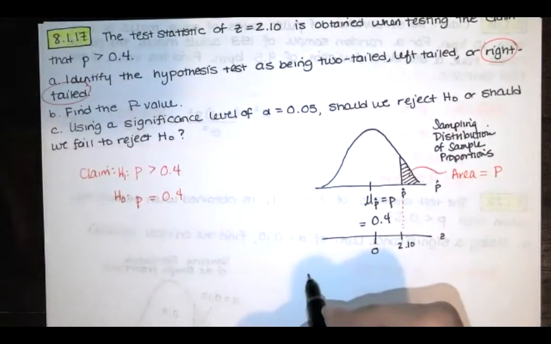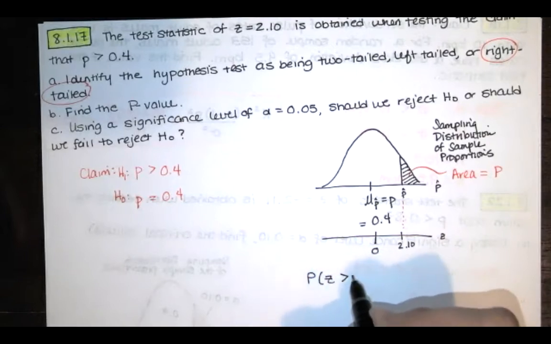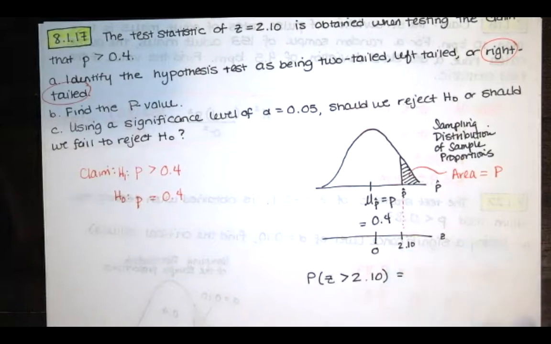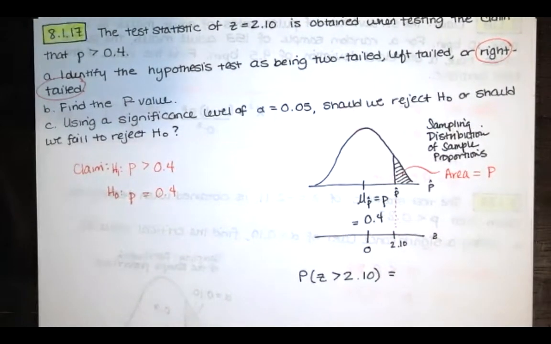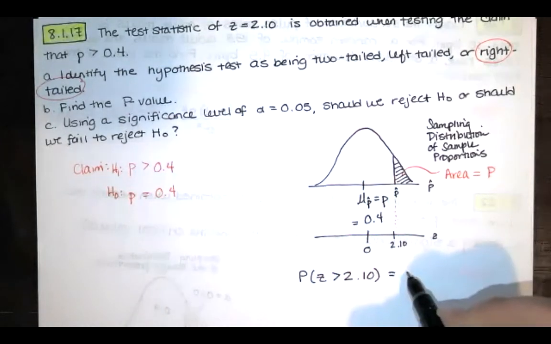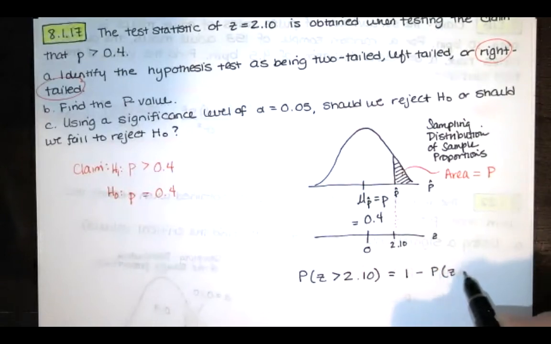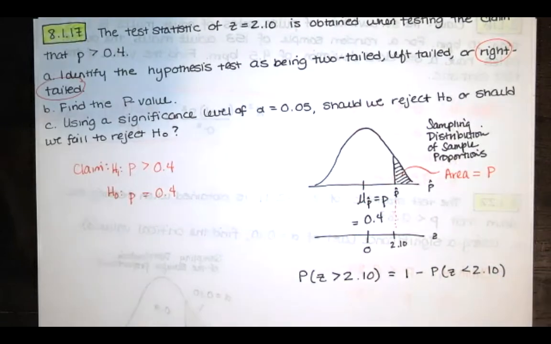Okay, so I want the probability that z is greater than 2.10, but my table does not include areas to the right, it only includes areas to the left. So in order to find this area to the right, I will take 1 and subtract the area to the left of z equals 2.10. This I can find either using that table of values, or we can use Excel, or you can use other technology to find that area to the left. I think I will show you how to do both of them.